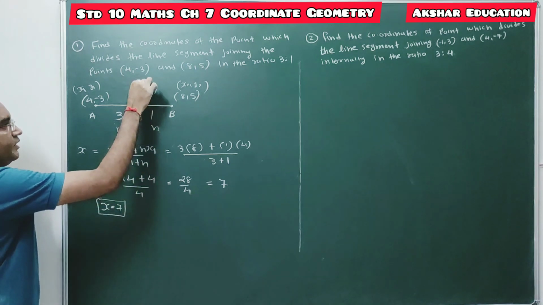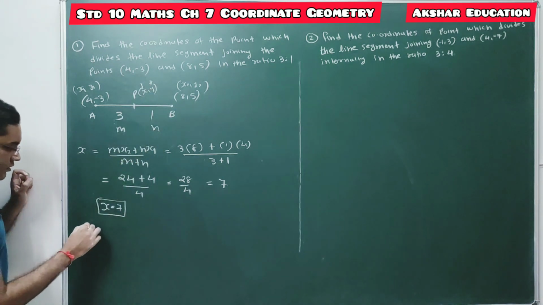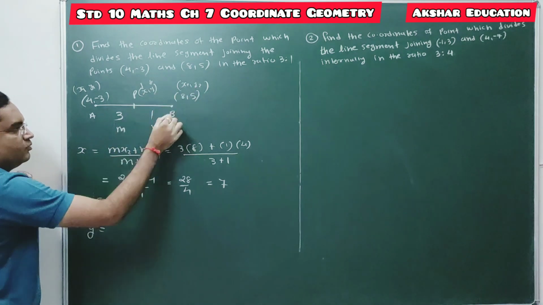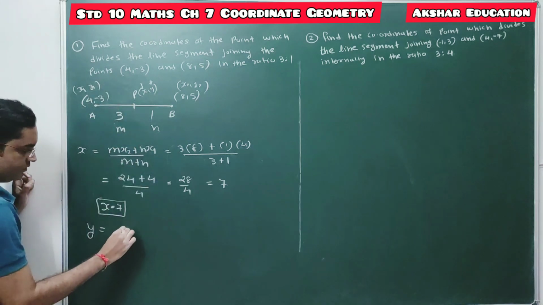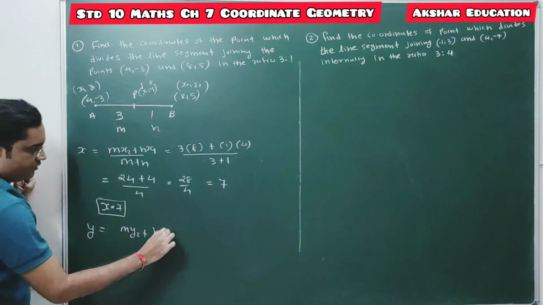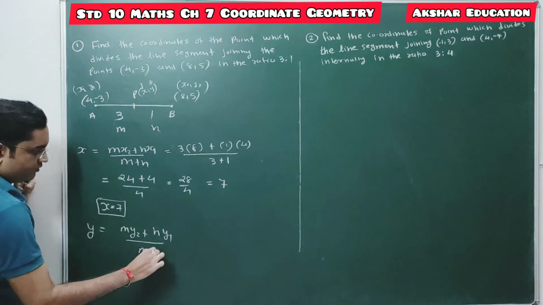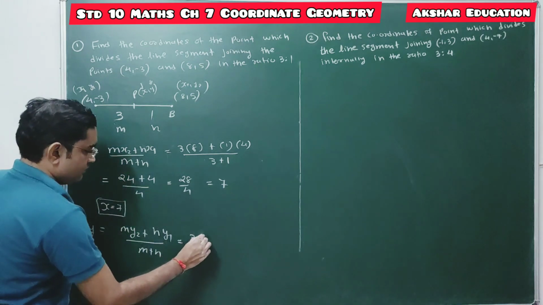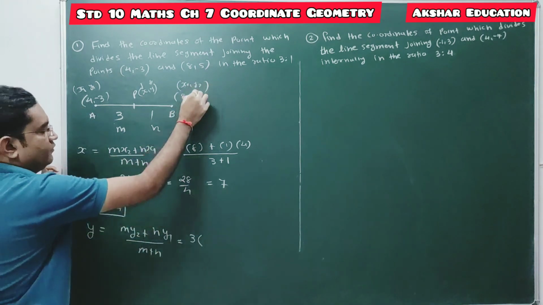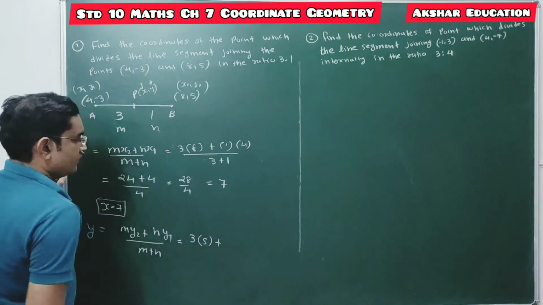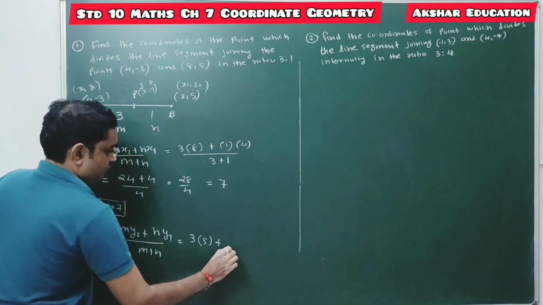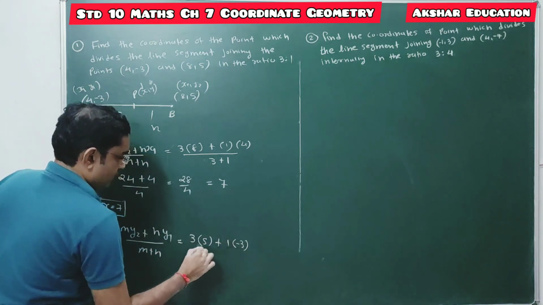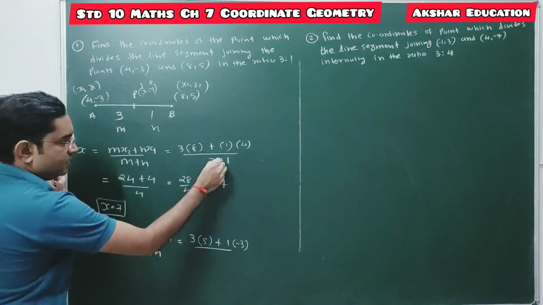You have to find the x coordinate as well as the y coordinate of this section point. So now the y coordinate formula: y coordinate is m y2 plus n y1 upon m plus n. Now m is 3, y2 is 5, so 3 into 5 plus n is 1, y1 is -3, upon m plus n, 3 plus 1, which is 4.